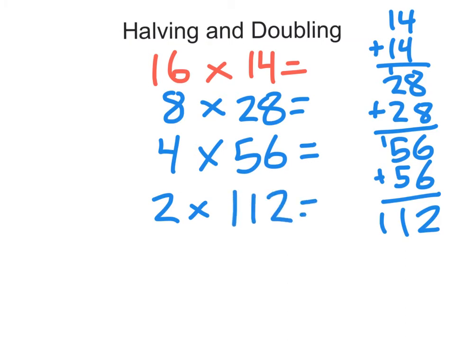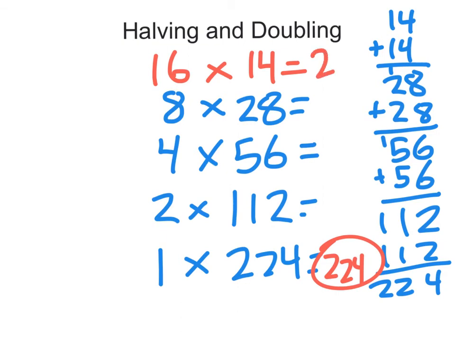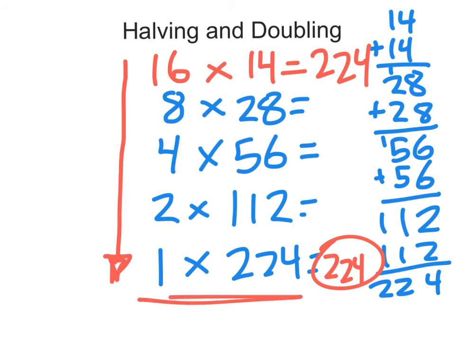I don't know what that is, so you know what I'm going to do? I'm going to do halving and doubling one more time. Half of 2 is 1, and 112 doubled is 224. Well, now I know what 1 times 224 is. It's 224, and that's my answer. So that means 16 times 14 is 224. So we can do halving and doubling all the way down until we get to a multiplication question that's easy to answer.